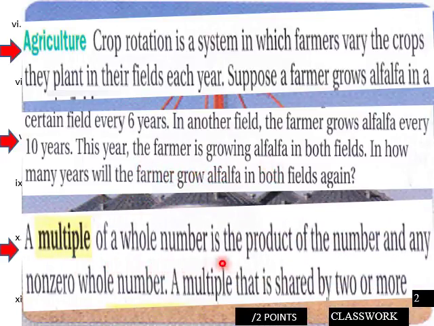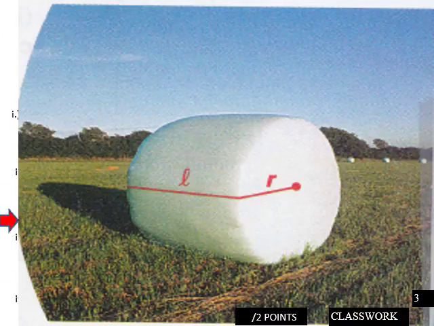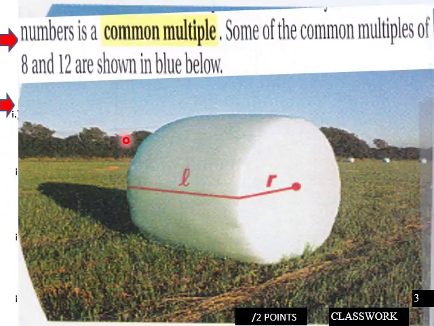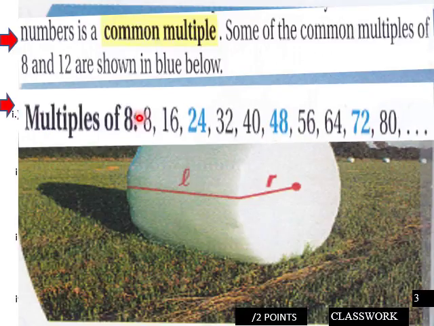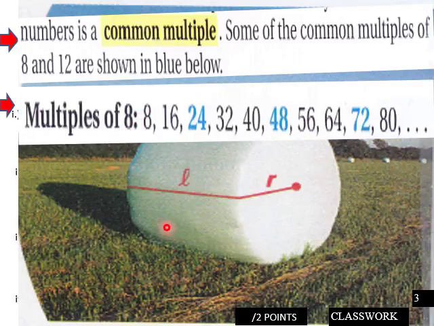A multiple of a whole number is a product of the number and any non-zero whole number. A multiple that is shared by 2 or more numbers is, excuse me, is a common multiple. Some of the common multiples of 8 and 12 are shown below. So 8, 16: 8 times 2, 8 times 3, 8 times 4, 8 times 5, 8 times 6, 8 times 7, 8 times 8, 8 times 9, 8 times 10.